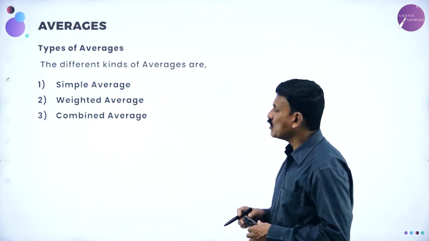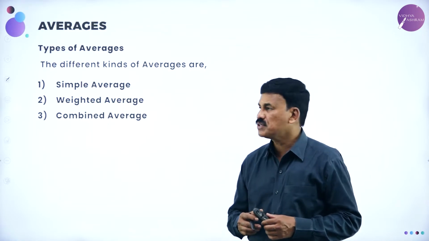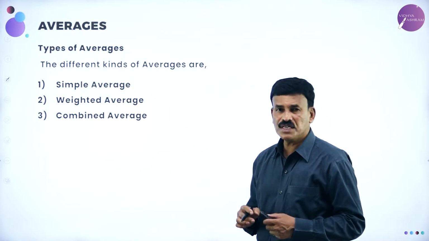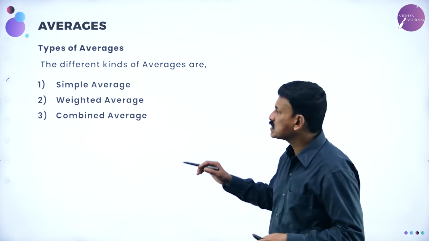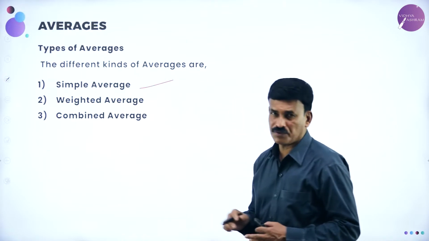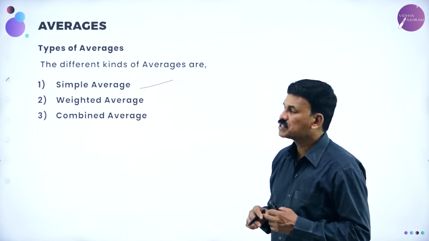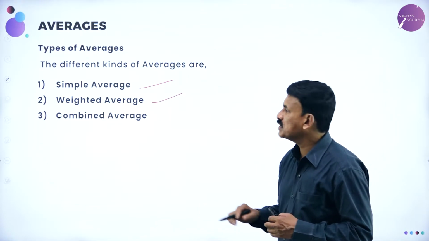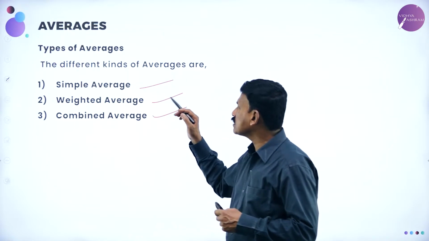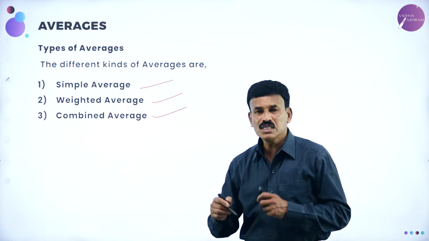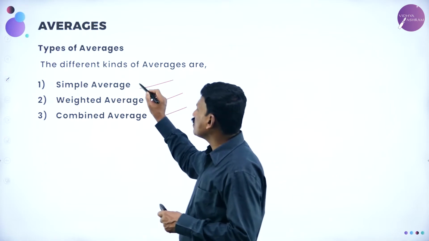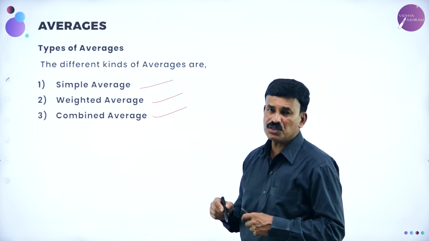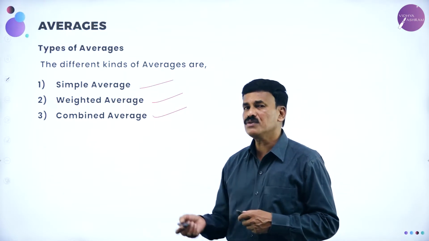There are different kinds of averages. In your syllabus you are going to study these three types of averages, that is simple average, weighted average and combined averages. The first concept is the simple average, then the second one is the weighted average, and the combined averages. So, let me discuss one by one. Let us take simple average. What is a simple average, what is the formula used to find it, and what are the uses?